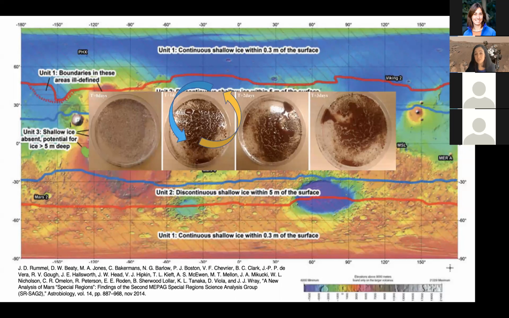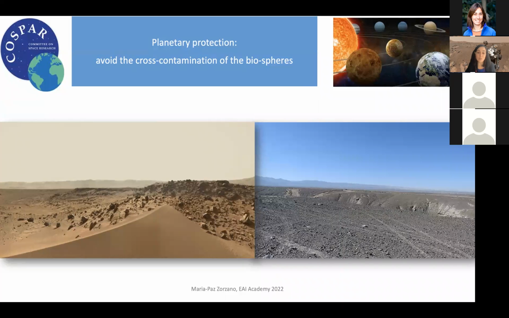So the access of water can actually happen everywhere on the surface of Mars. And we need to take this into account when we talk about protecting the planet from terrestrial contamination. So this brings the topic to the concern of the Planetary Protection Panel from COSPAR. The purpose of this panel is to design and update the policies that are applied when we explore other environments in the solar system, in order to make sure that we maintain the biospheres of different environments apart.